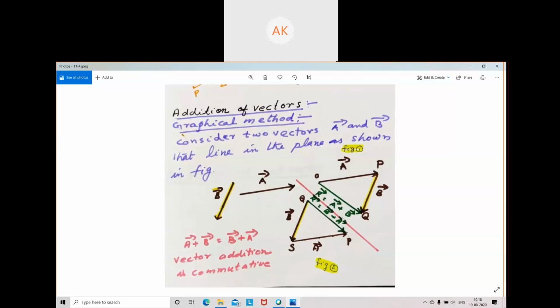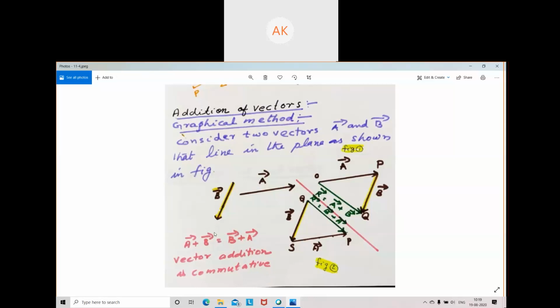They are parallel. So you can tell they have the same direction. So this is the method to find A plus B by graphical method. A plus B equal to B plus A. Vector addition obeys the commutative law. So that is the property of vectors. If a property of vectors is asked, you can write this property.